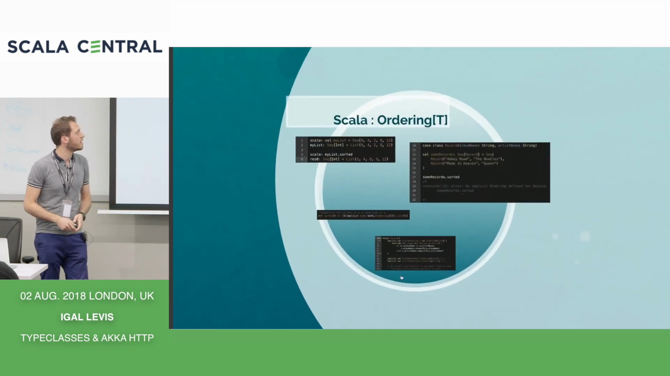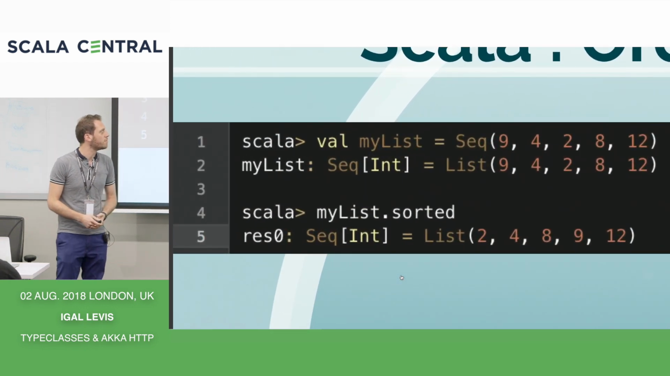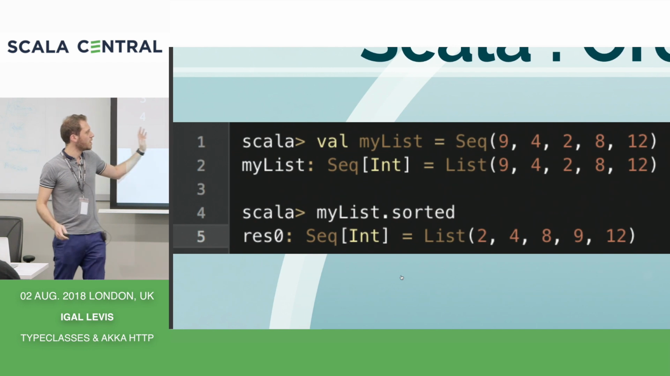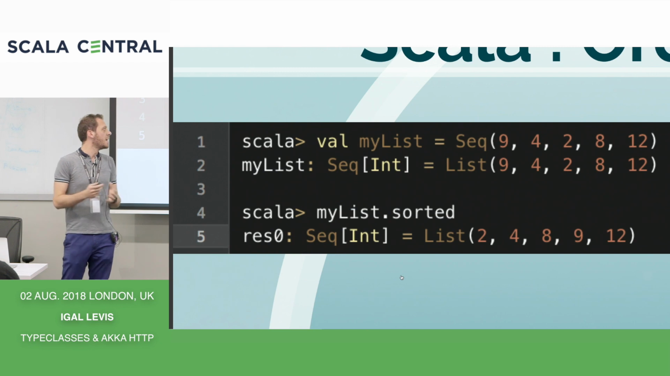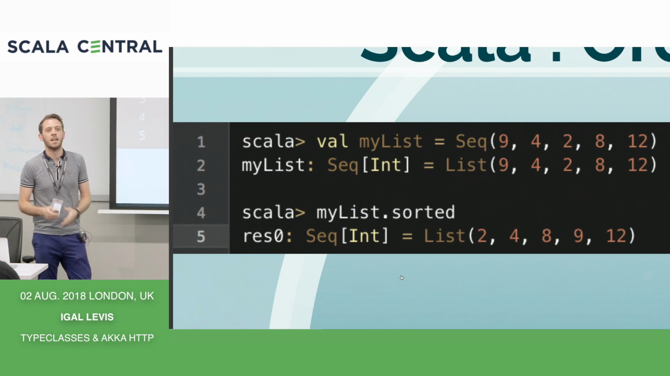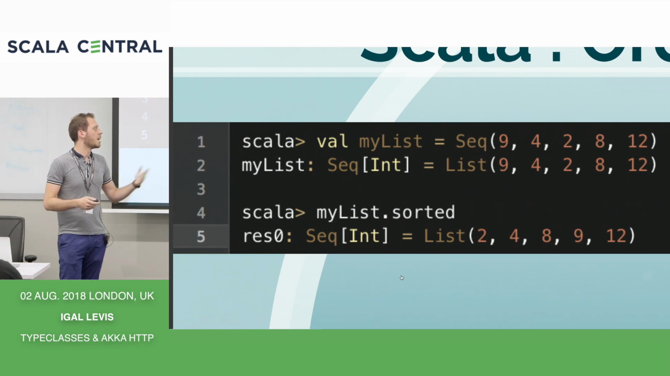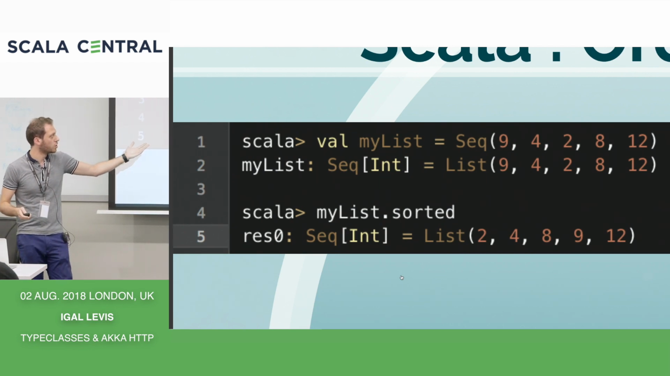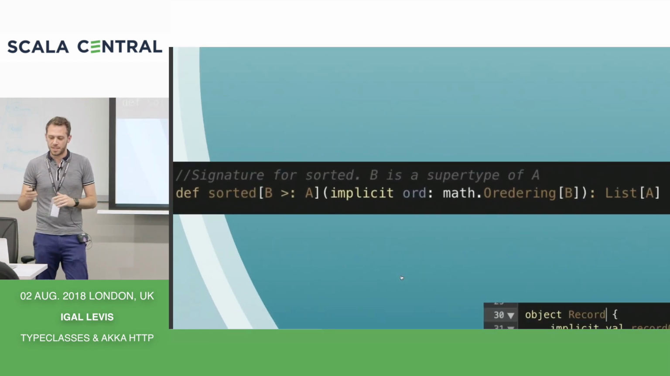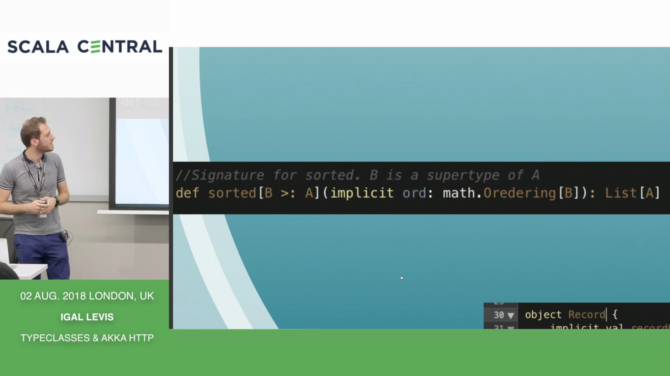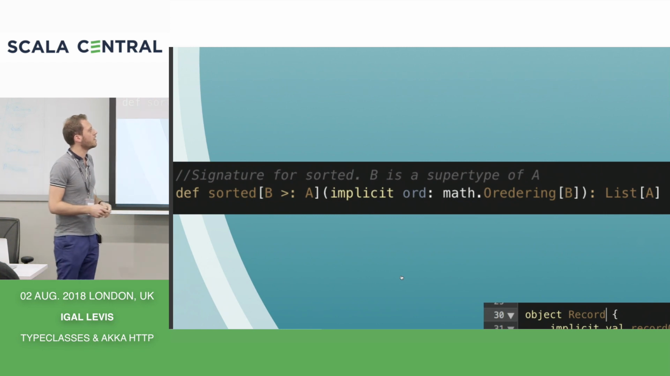I'll start with ordering. So let's say we have a sequence of integers, and when we call the method sorted, we get a sorted sequence. This is all nice because behind the scenes there's an ordering defined upon integers that allows us to sort these numbers. And this is the definition of the sorted method.